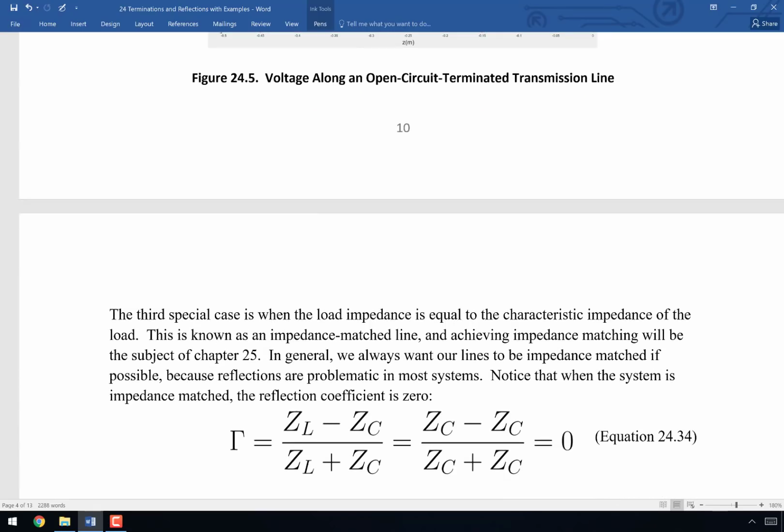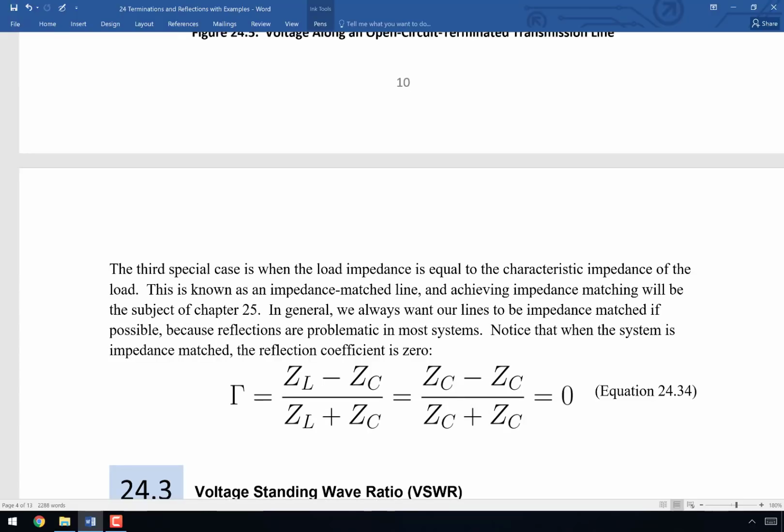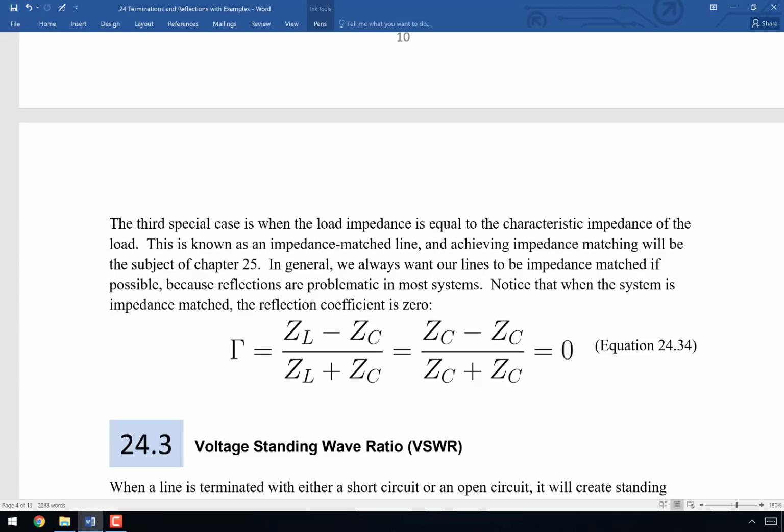And now we have one more special case, and that is where the load impedance is equal to the characteristic impedance of the line. So if we plug in Z sub C for both occurrences of Z sub L in our equation for reflection coefficient, the numerator all of a sudden is Z sub C minus Z sub C, which is equal to 0. And this is known as impedance matching. So it is impedance matched. Impedance matching is highly desirable because it means that there will be no reflections. And it turns out that reflections are a real pain in the neck.